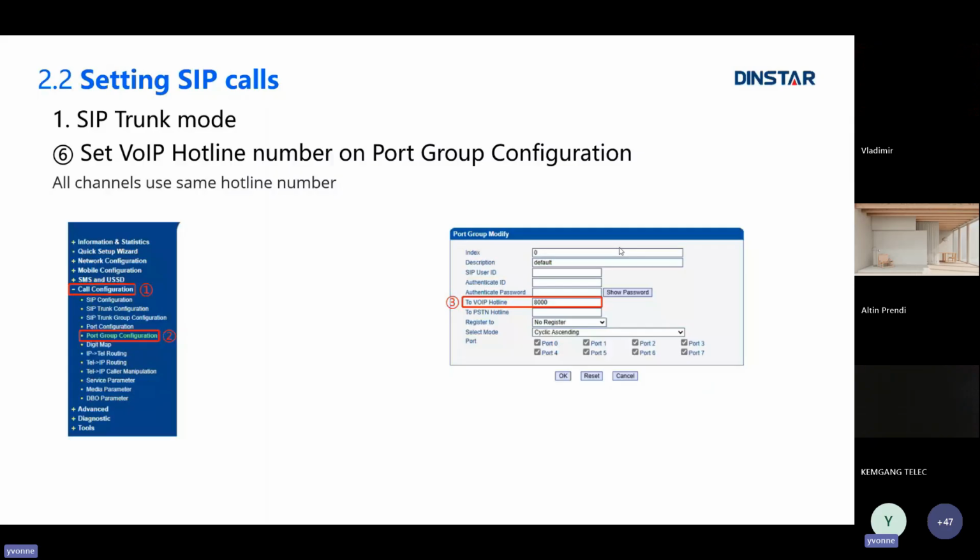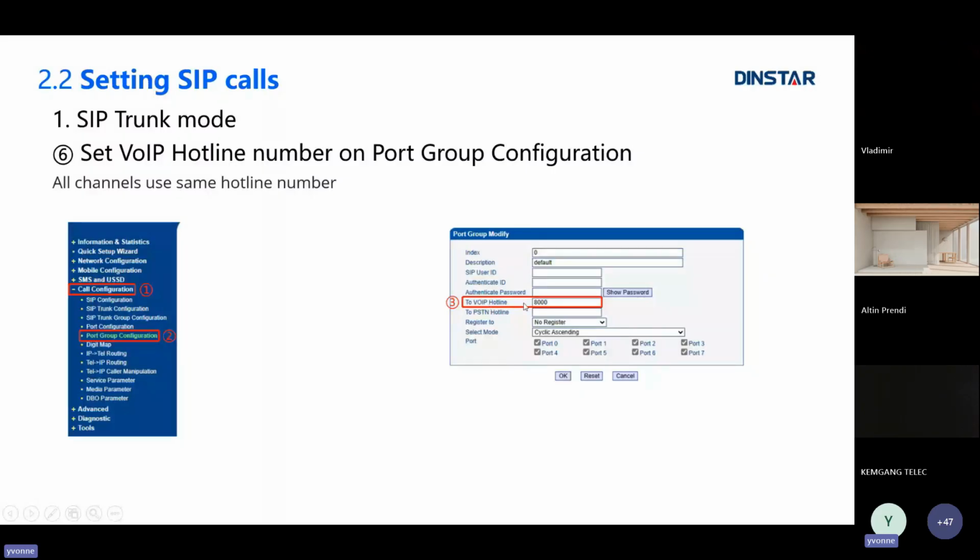So if you want the UC2000 to redirect the call to the IPBX side directly, we have to set the VoIP hotline on the UC2000 side. Like for all channels, you can set one hotline number to the PBX side. This is for all channels using one VoIP hotline.